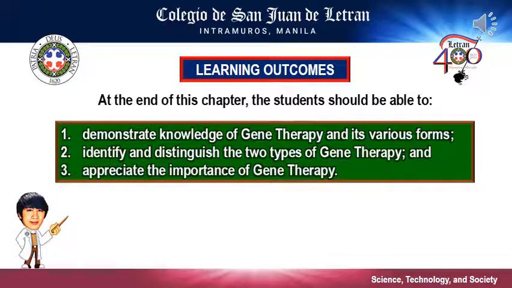So, what are the learning outcomes for this chapter? One is to demonstrate knowledge of gene therapy and its various forms, two, to identify and distinguish the two types of gene therapy, and third, appreciate the importance of gene therapy.